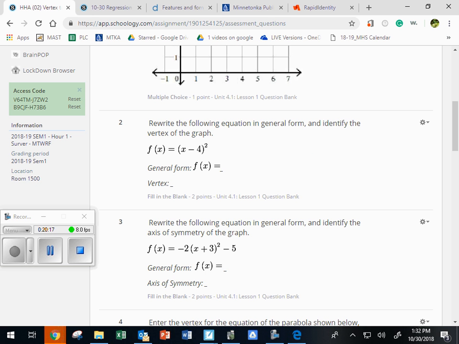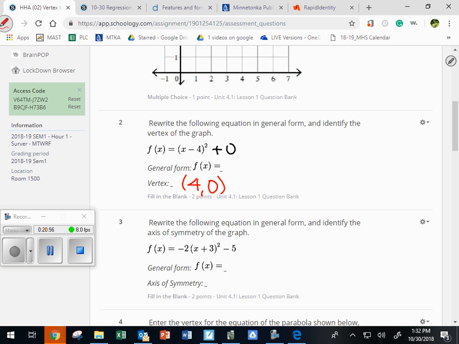We need to rewrite this equation in general form, and we need to identify the vertex. Which one do we want to do first? General form or vertex? The vertex? Do we know the vertex for this? Yes, but we only have this part here. There's no plus anything. If we rewrite it, it is indeed a plus 0. So what is our vertex for this equation here? 4, 0? Okay. Sorry, I couldn't hear you guys.